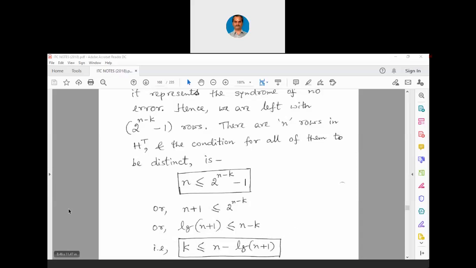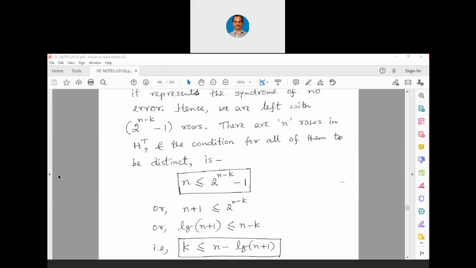Now, look at this equation. We have an expression here where k has to be less than or equal to n minus Lg of n plus 1. Now, what does this equation indicate? Till now, we did not bother much about the relationship between k and n, where n is the number of bits in the code vector and k is the number of bits in the data vector. We have been using arbitrarily a particular parity matrix, and we have been using it till now. In all our examples, we did not really bother about the number of bits to be present as check bits.